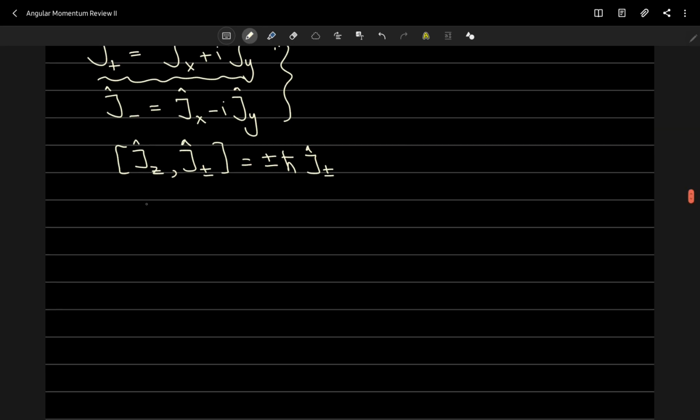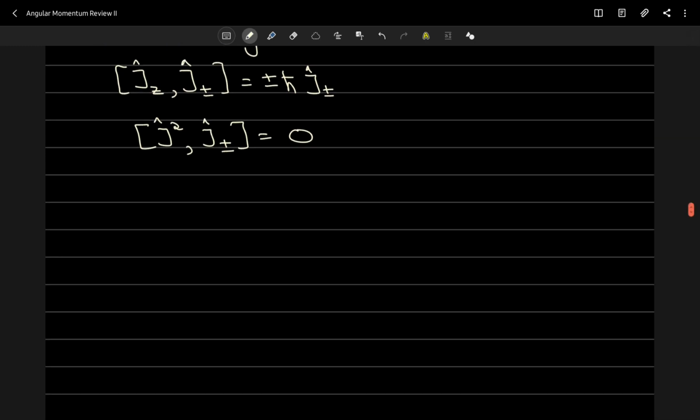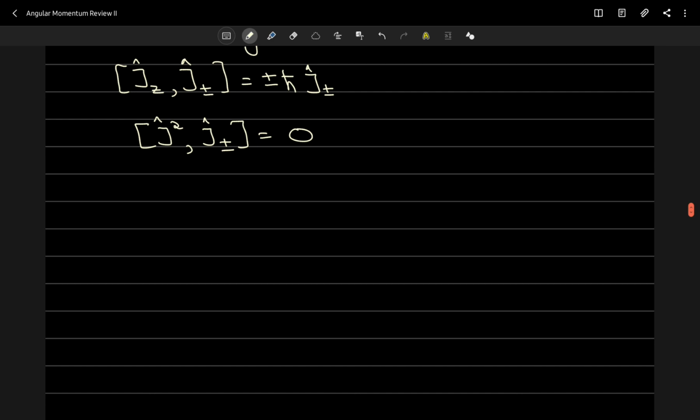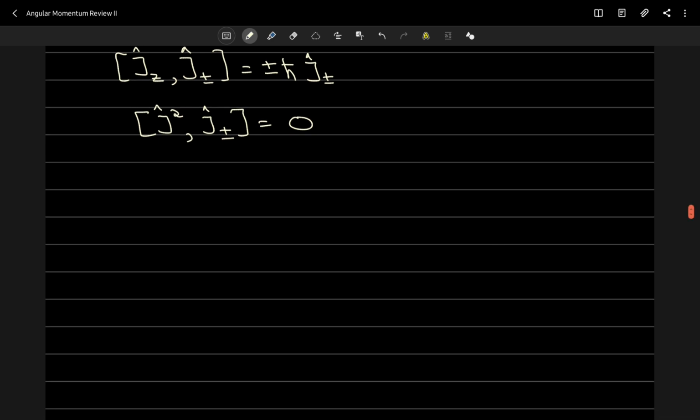And if I were to take j squared, the commutator of j squared and j plus minus vanishes, right? So that means they share the same eigenfunctions. Now, other relations that j plus and j minus satisfy, let me write those down.